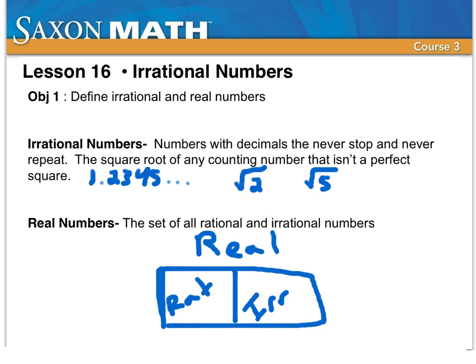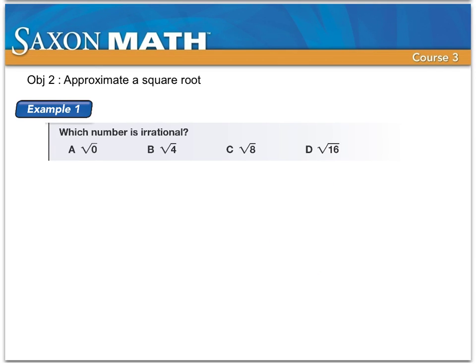Alright, let's go on to some examples. Example 1 is first, objective 2 is to approximate a square root. Approximate means to give me an answer that's close or about. So example 1 says, which number is irrational? A is the square root of 0, B is the square root of 4, C is the square root of 8, and D is the square root of 16. So which number is irrational?